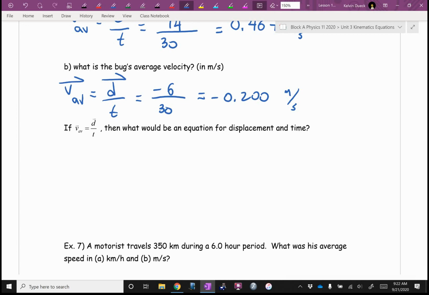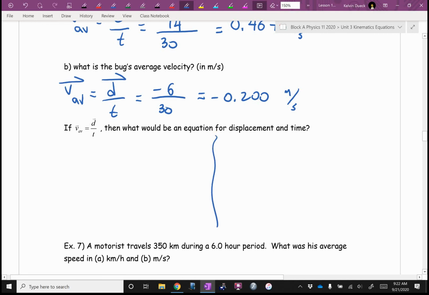I'm going to teach you how to rearrange equations in your head and derive them. And by doing so, I'll cut down your memorization about 80%. So you've got to buy into this. Some of you will take to this like a duck takes to water, and some of you won't, but I'm really going to push this on you. So here's what I wrote. If average velocity is displacement over time, what would be an equation for displacement and for time?